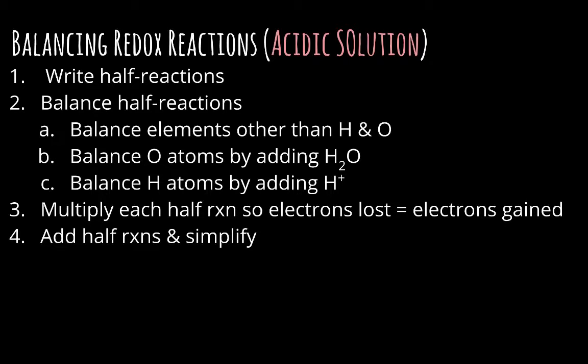Then you're going to multiply them so that electrons lost equals electrons gained. Then you're going to add them back together, cancel out anything that cancels, simplify it, and then you've balanced your reaction. This sounds extremely complicated just from looking at the steps, but once we go through a couple example problems, you'll see that it's really not that bad.